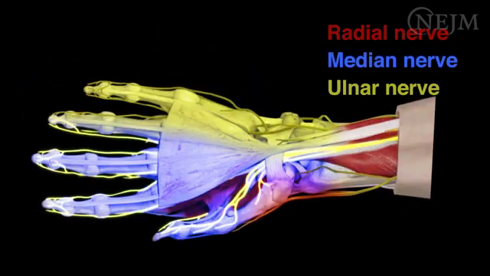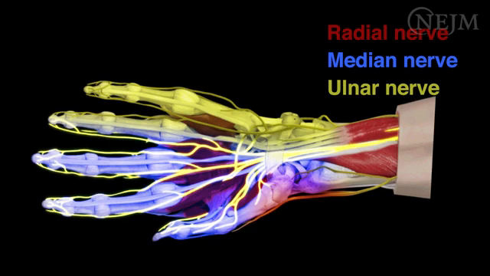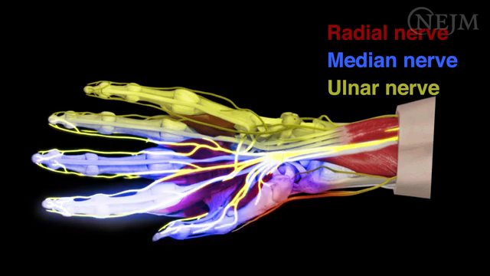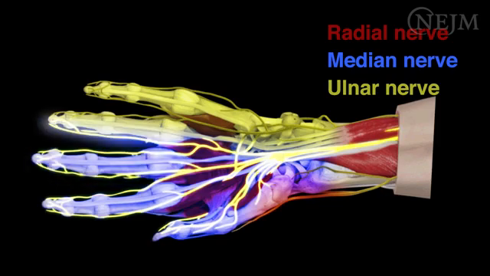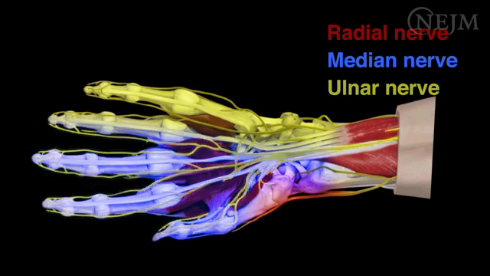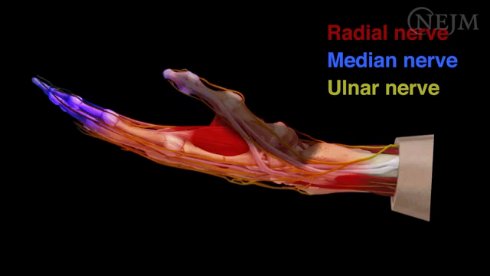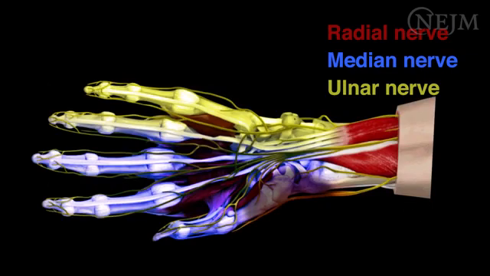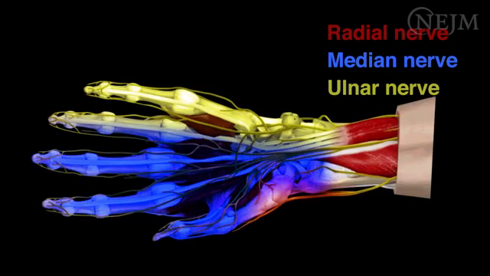The median nerve becomes superficial near the wrist and lies beneath the flexor retinaculum in the carpal tunnel. The median nerve provides sensation to the thumb, the index finger, the middle finger, and half of the ring finger. The nerve does not innervate the dorsal aspect of the thumb or the corresponding area of the palm. The sensory distribution of the median nerve is shown in blue.